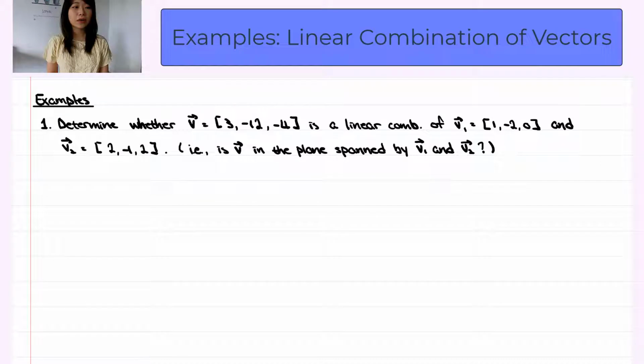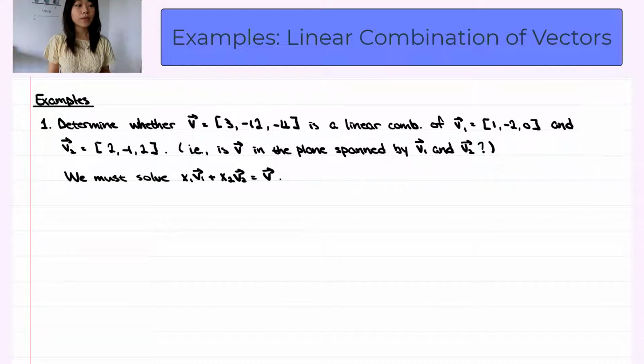Here we want to determine whether the vector b is a linear combination of b1 and b2. If so, how can we write b as a linear combination of them? In other words, we want to find whether the vector b is in the plane spanned by b1 and b2. If we can write b as a linear combination of the two vectors, then we should be able to write b as some scalar times b1 plus some other scalar times b2.